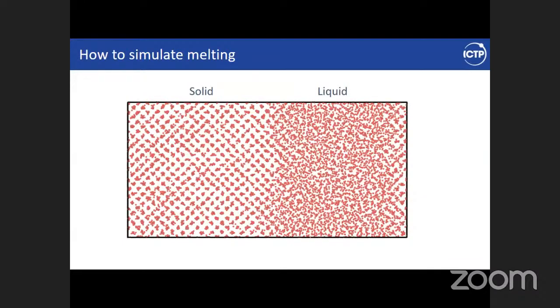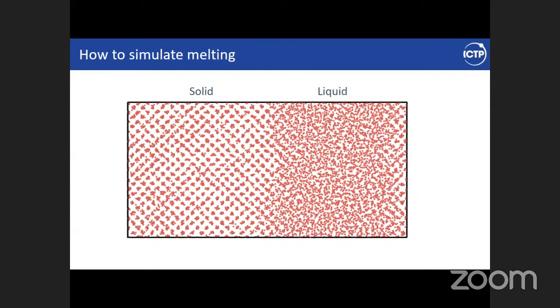Let me address the first point. How do we simulate melting? So I told you, in order to determine the melting temperature of the core, ideally, we would need to know the melting temperature of iron at 3.3 megabars, 3,300,000 atmospheres. So if you manage to do that in a simulation, we get the temperature of the Earth core.